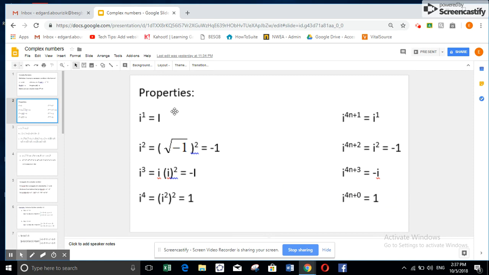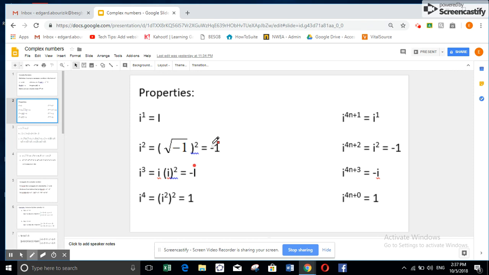Properties. We said i is equal to root minus 1. i squared, if you square this square root, you get minus 1. So you have a square number equal to minus 1. i cube is i times i squared. But since i squared is minus 1, times i, it will be minus i. So i cube is minus i.